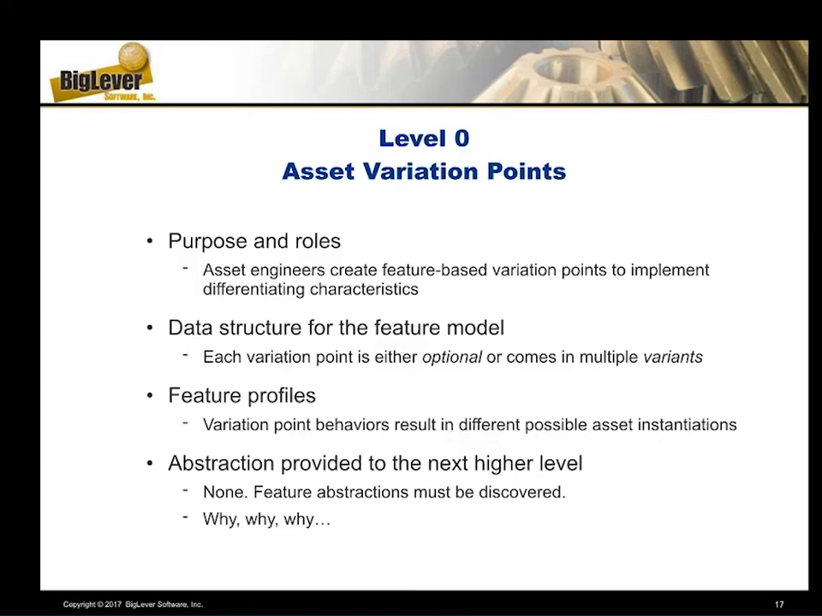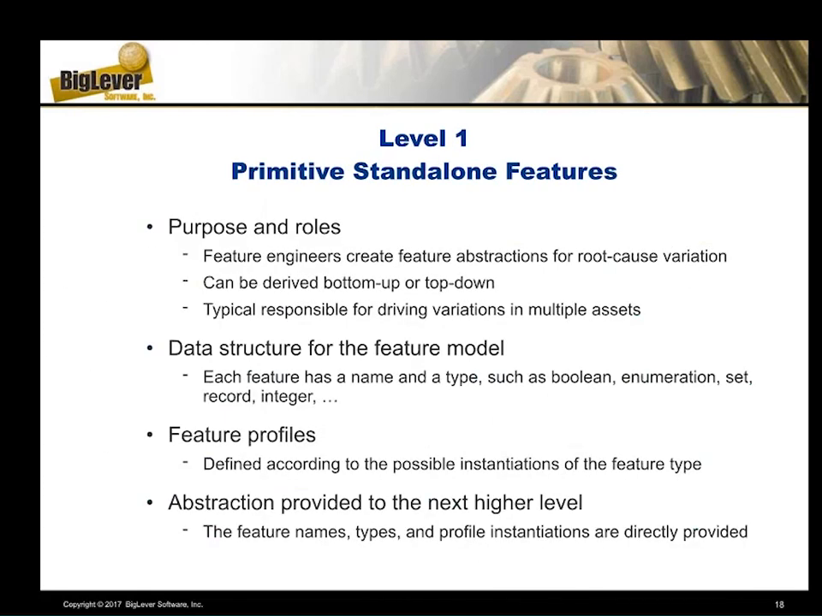And so this why is kind of a heuristic that we've discovered to help people articulate features at this level, which is level 1 of our ontology. We call this primitive standalone features. So the purpose here and the roles, we have feature engineers. Now I've got people who are responsible for starting to build and maintain a feature catalog for my product line, create feature abstractions that can be used to drive the root cause variation at our previous level. And this is typically responsible for driving the variations in multiple assets.